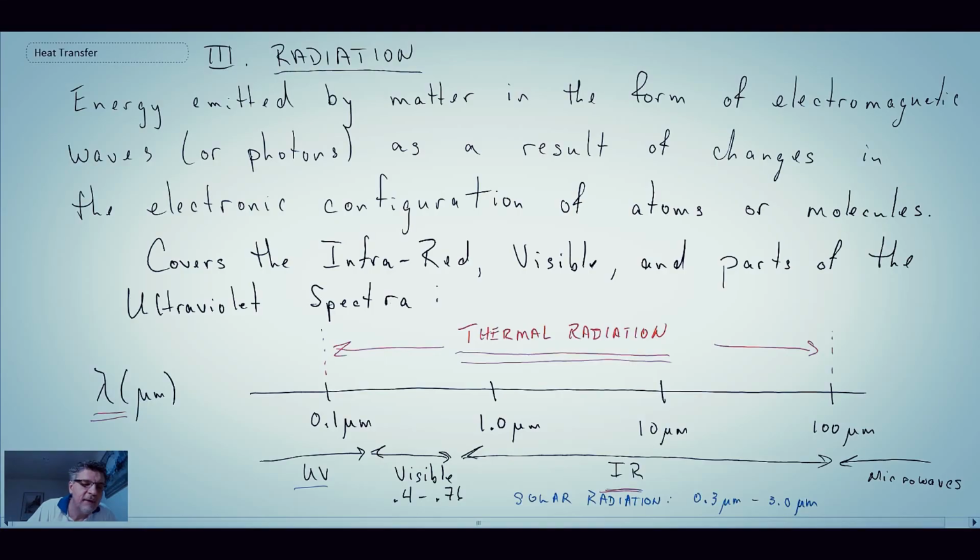For radiative heat transfer, however, the majority of the energy is going to be in the IR range, and that is where we have significant amounts of heat transfer. Everything is emitting and absorbing thermal radiation. So what we're going to do next is we're going to take a look at some of the equations.